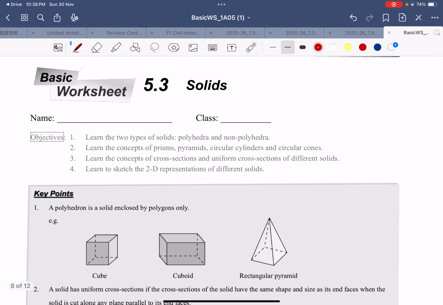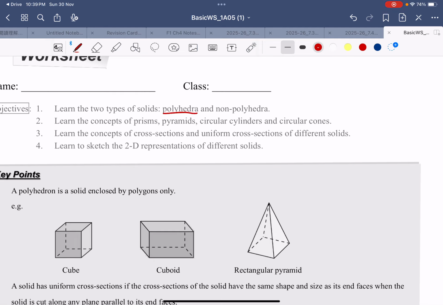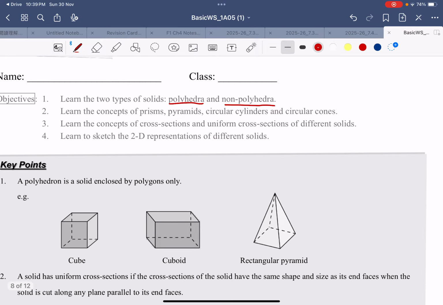So the final section is about solids. We have some 3D figures. 3D figures. 立體. And we have to learn 2 types of solid first, polyhedra and non-polyhedra. So what is a polyhedra? This is a plural form. The singular form is polyhedron. What is a polyhedron? A polyhedron is a solid enclosed by polygons only.